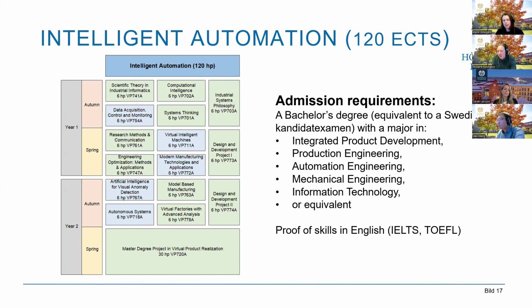The admission requirements are a little different to computational methods. Most obviously, we allow information technology as a background. That's because many of these courses involve programming, artificial intelligence, and the applications more at a high level of software engineering to the control of engineering systems. Otherwise, degrees in integrated product development, production engineering, automation, and mechanical engineering are also accepted. Proof of skills in English, which, as Wei mentioned, will be discussed later on in this presentation.